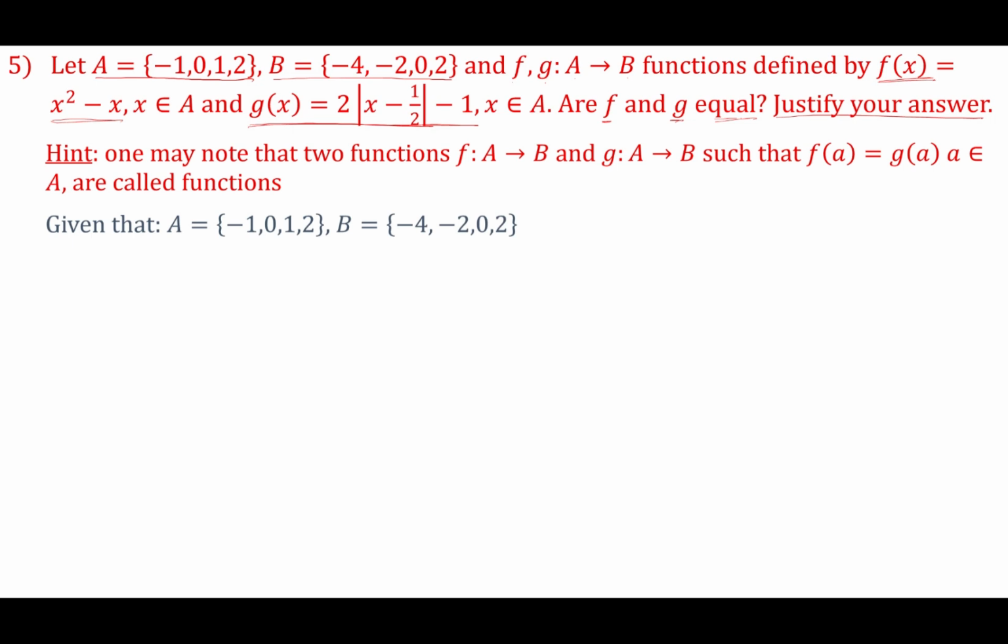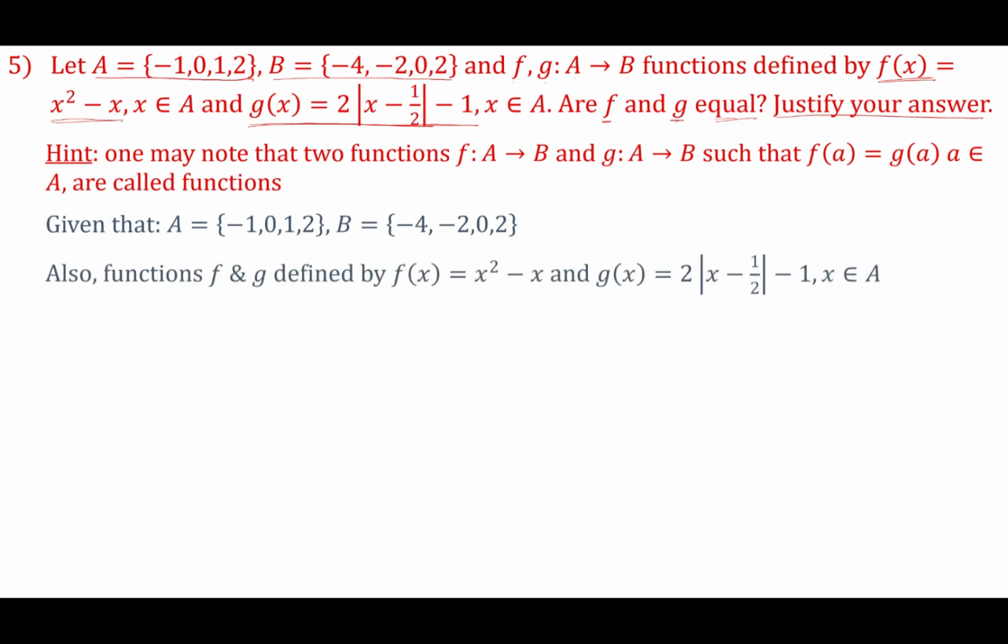At first, I will write what is given. Set A has 4 elements, -1, 0, 1, 2, and set B has elements -1, -4, -2, 0, 2. And the functions are defined by f(x) = x² − 1 and g(x) = 2|x − 1|/(x − 1). Now, we have to find each element.